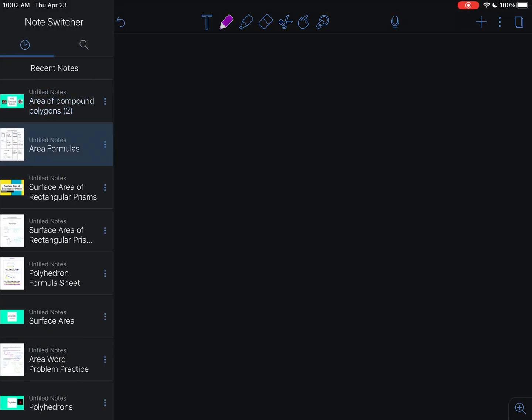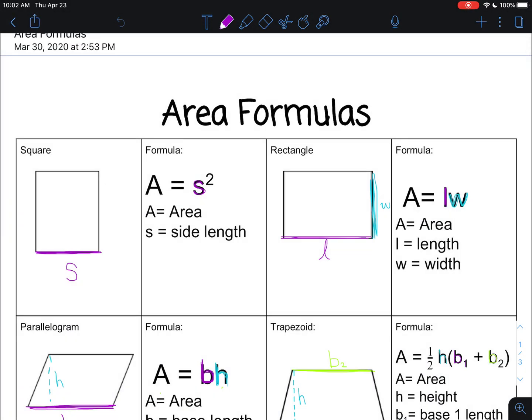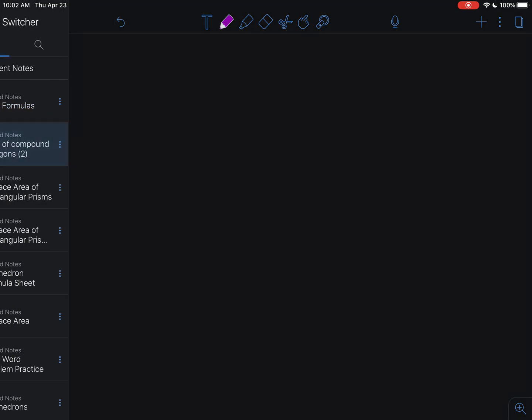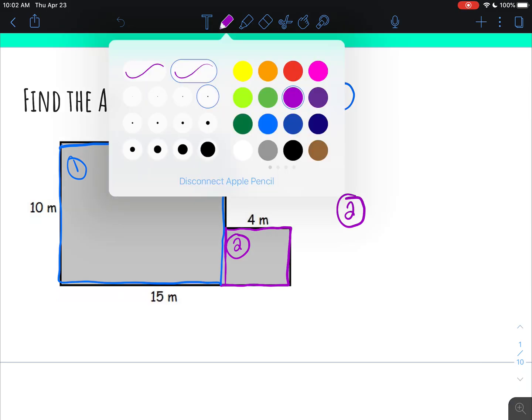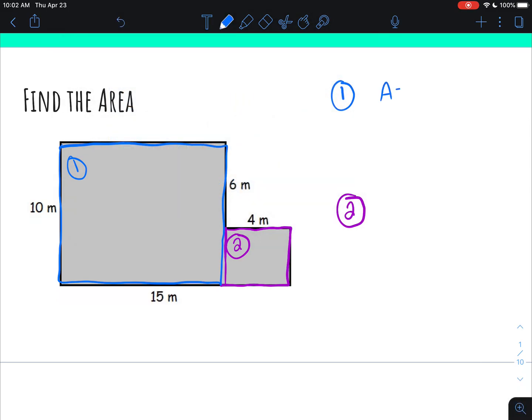So I need to know the formula for the area of a rectangle. No shame in checking your formula sheet. Try to memorize it, but you have your formula sheet to use for any graded assignment or any practice that I give you, so you might as well use it. The area of a rectangle is length times width. We need to do that for both of our rectangles here. So area equals length times width. We're going to do the first one first.